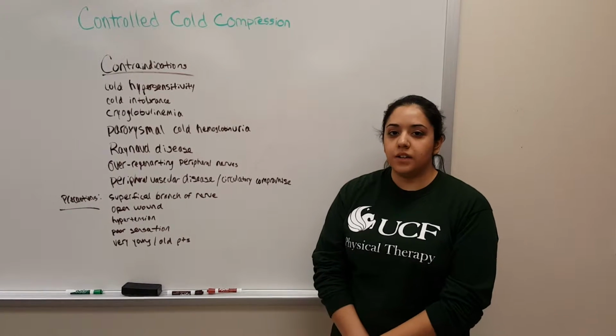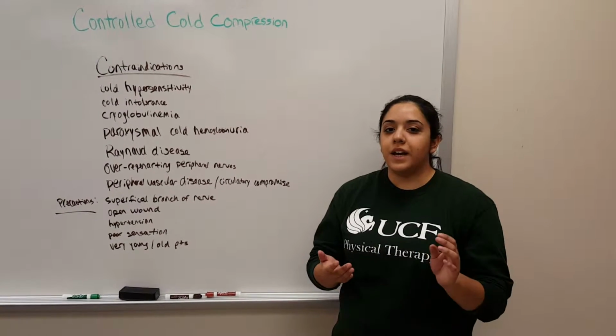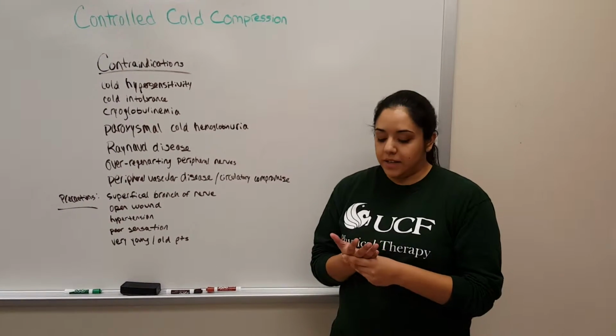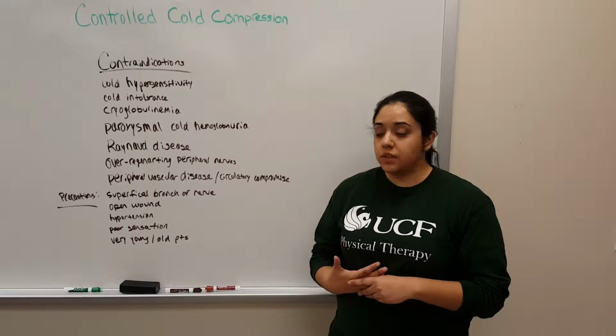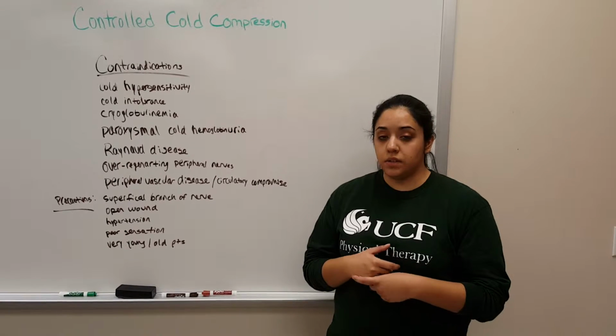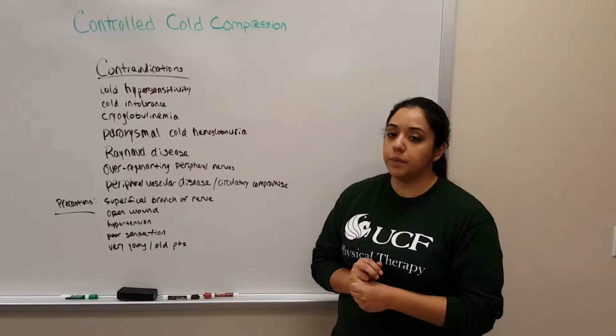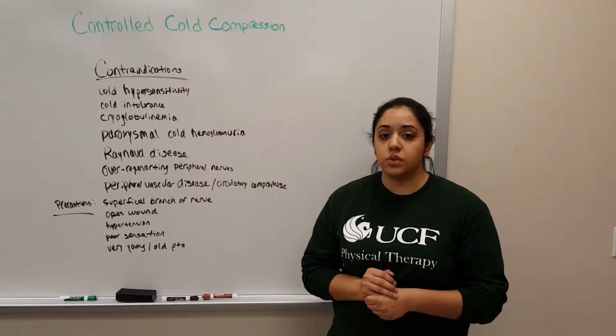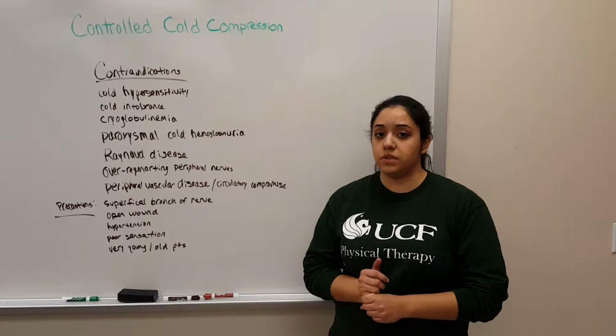If they had Raynaud's disease, they would have extremely white and cold distal extremities like the fingers and toes. If they had overgenerating peripheral nerves like Guillain-Barré, or if they had peripheral vascular disease or circulatory compromise like that which would exist with diabetes.